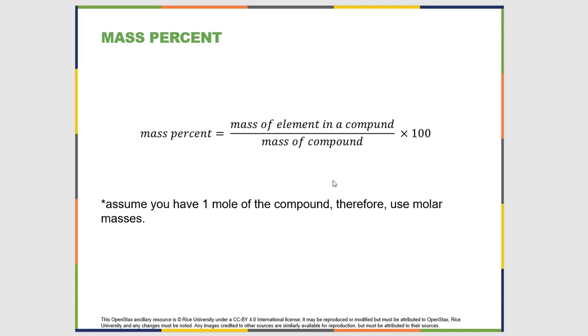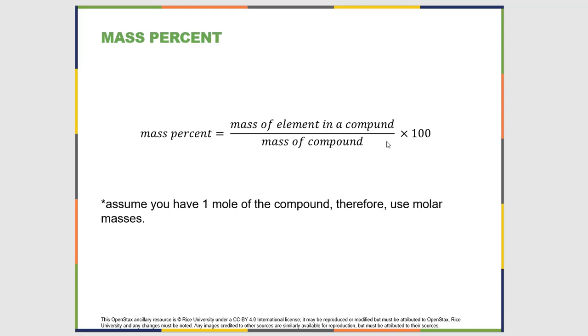So in this section, we're going to look at the mass percentage. And remember that the percentage is the part divided by the whole. So in this case, the part is the mass of the element in a compound, and the whole is the mass of the compound. And we multiply by 100 because it's a percentage.